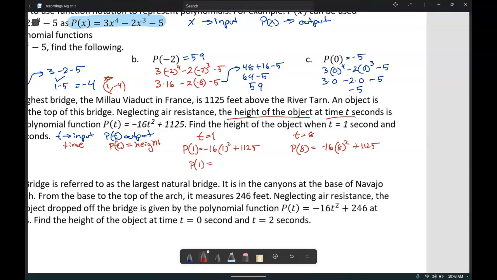P of 1 evaluates to 1,109, while p of 8 evaluates to 101. So the heights at these different times are 1,109 feet at t equals 1, and 101 feet at t equals 8.